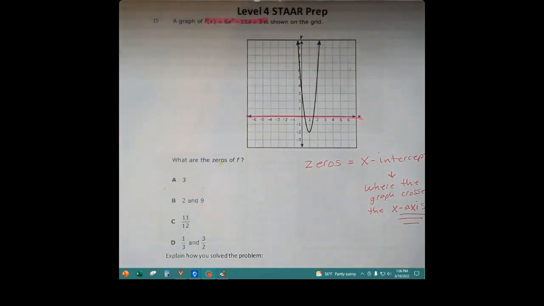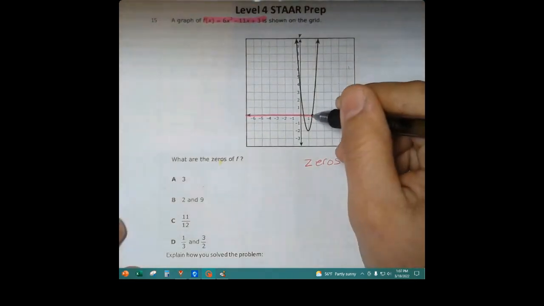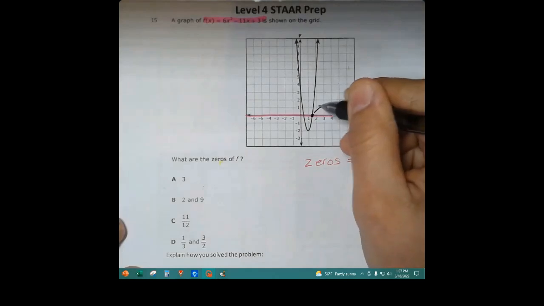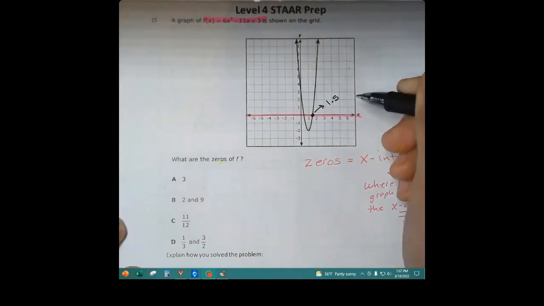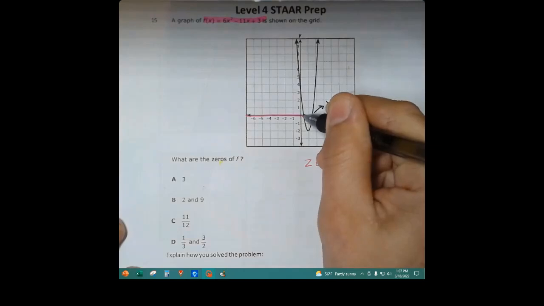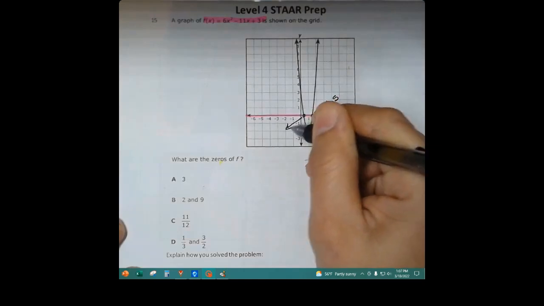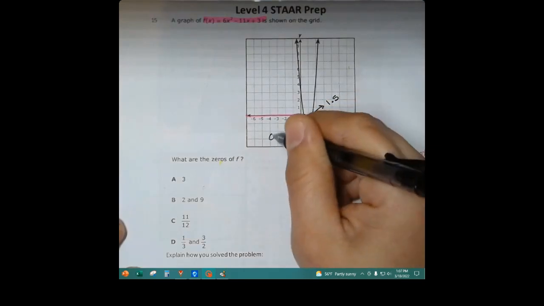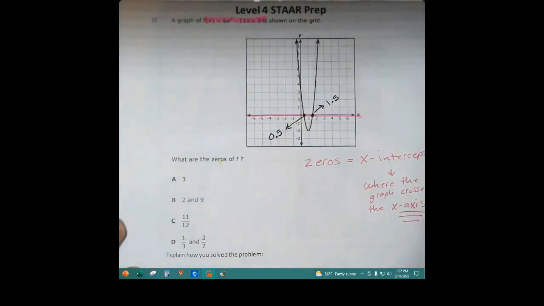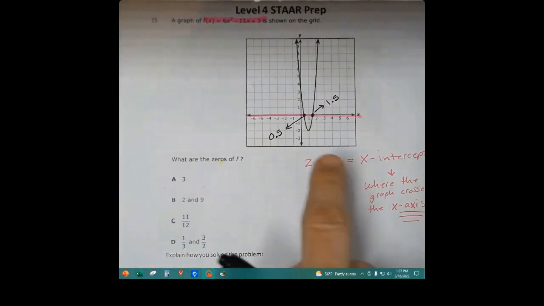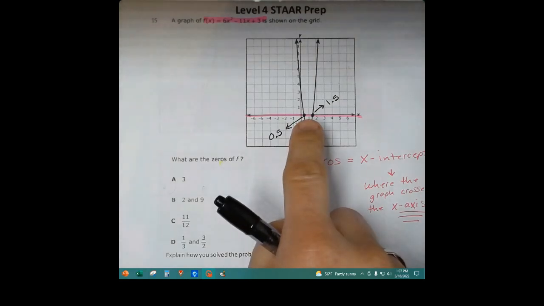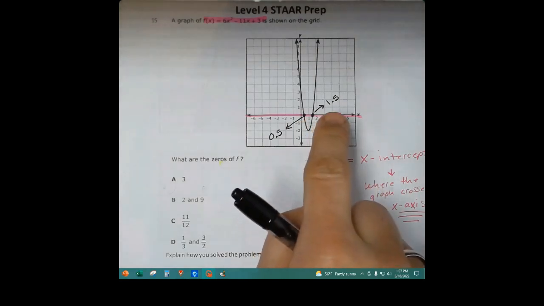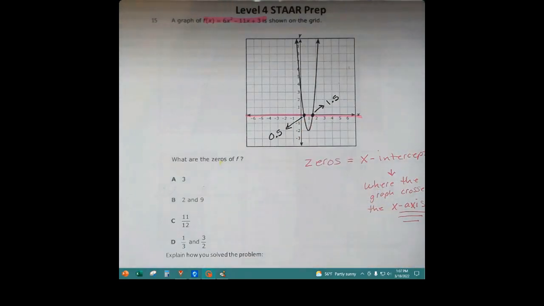Now, just looking at this picture, it looks like we got one right here, maybe about 1.5 on the x-axis. And then there's one right here, which looks like maybe 0.5. But I don't see one that says 0.5, and they got fractions here. So to confirm that it really does cross at about 0.5 and about 1.5, I'm going to graph it and use my calculator to find the zeros.